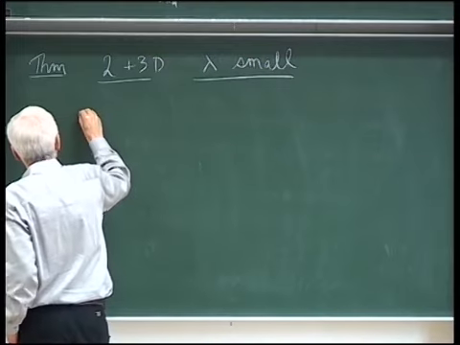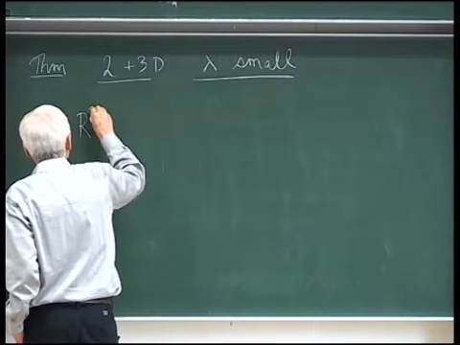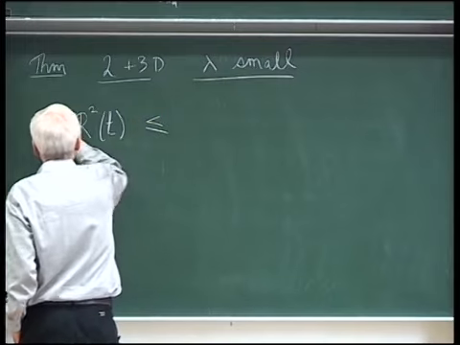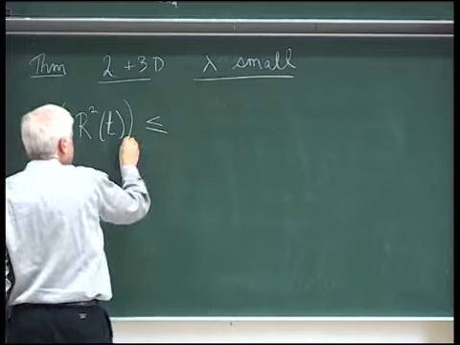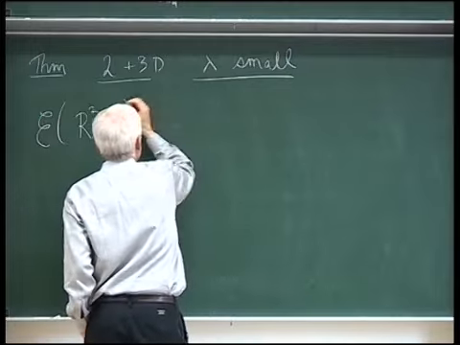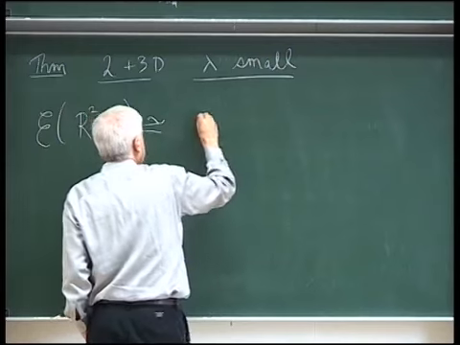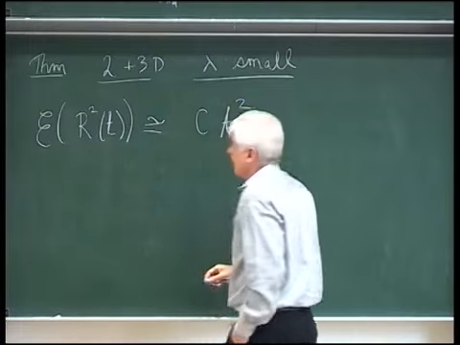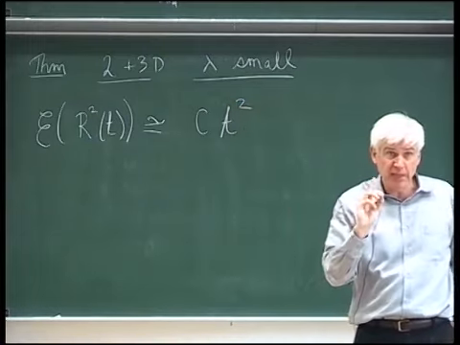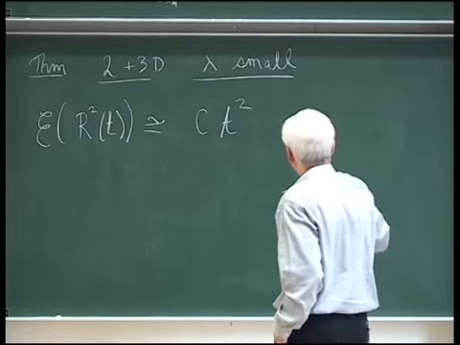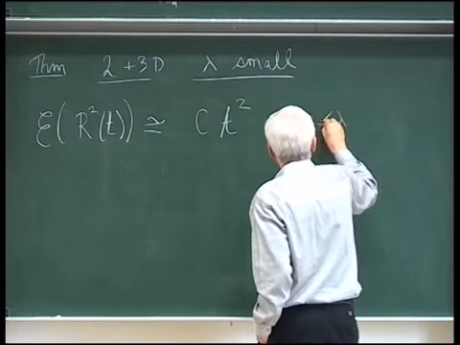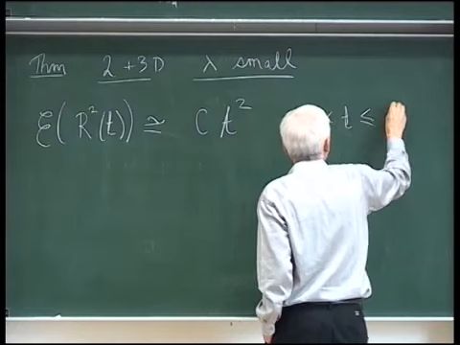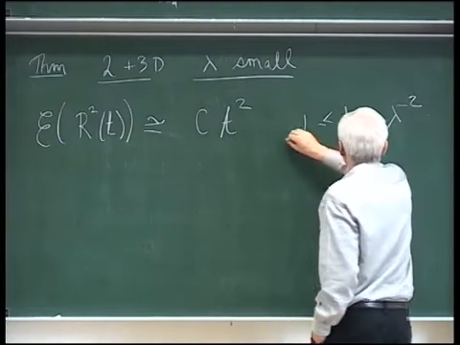And it's actually, in the strength I'm going to state it, fairly recent, believe it or not. This tells you that the expectation of this is, roughly speaking, some constant times t squared. Okay, that's ballistic motion, but your t can't be too big, so t should be bigger than 1, and less than lambda to the minus 2.